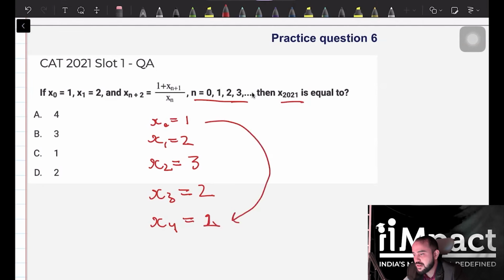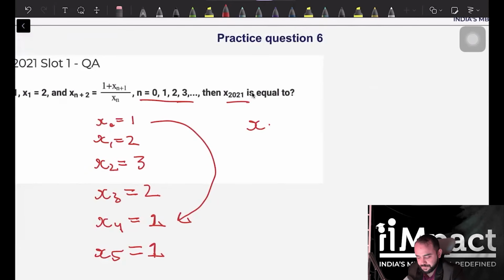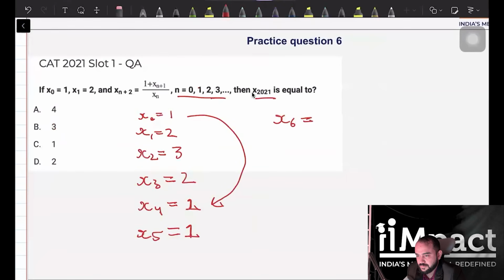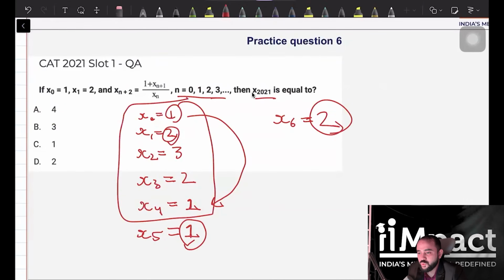Seems like I am on the cusp of a pattern. Let me just satisfy myself by finding x of 5. What is x of 5? Sorry, x5 is going to be what? 1 plus x3 divided by x4, yeah, x5 is going to be 1. What is x6 going to be? 1 plus x5 divided by x4, that is 2. Now 1 and 2, the pattern has started to repeat. So 1, 2, 3, 2, 1, 1, 2, 3, 2, 1.